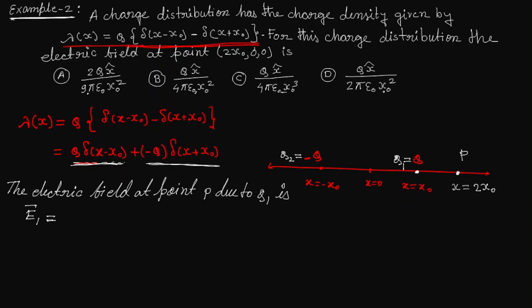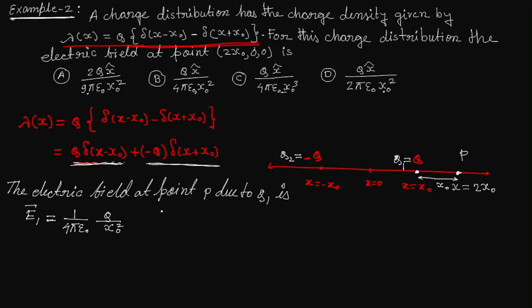What will be the value of E1? It's a point charge. If we want to calculate the electric field at this point, first we have to calculate the distance of the point from this point charge. In this case it will be x naught. And we know the value of the charge is q. So what will be the magnitude of the electric field at point P because of q1? It will be 1 by 4 pi epsilon naught, q divided by x naught square.